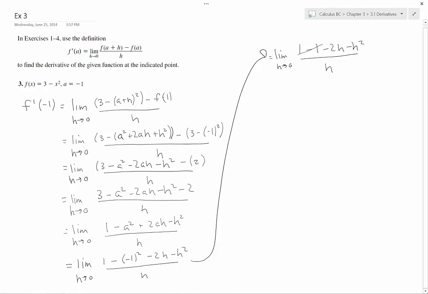Now this one and that one will cancel, and now there's a common h between these two terms. So the limit as h approaches 0 of h times -2 minus h all over h. And now those two h's nicely cancel. And now can I plug and chug? And the answer now is yes. And so I get -2 minus 0, or just plain old -2. So we'll say that f prime of -1 is -2.